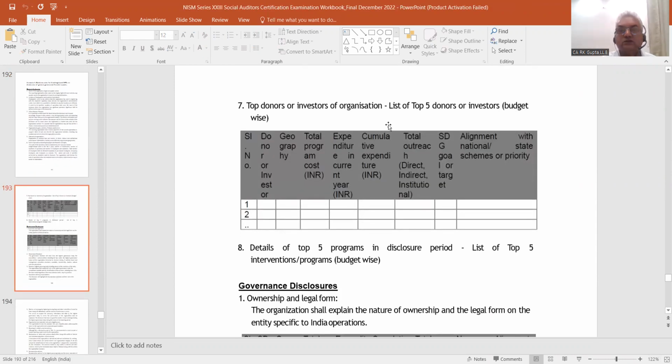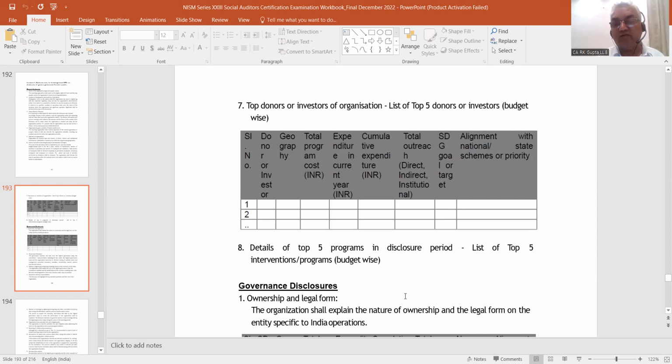Now, top donors. Regarding the list of top 5 donors, the disclosure has to be given, like whether he is a donor or investor, then geography, total program cost, expenditure in current year, then cumulative expenditure, total outreach, then SDG goal or target, and alignment with the national or state scheme or priority. So they want to go behind the funders also, who are the top 5 donors or investors budget wise.